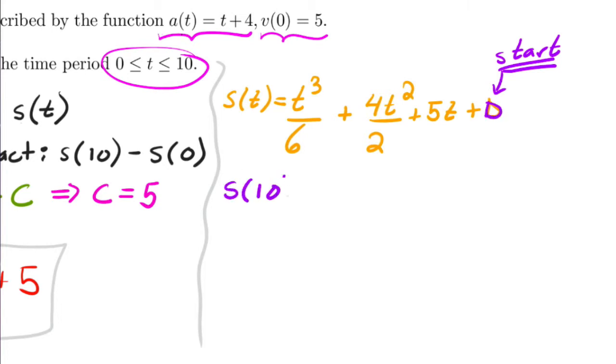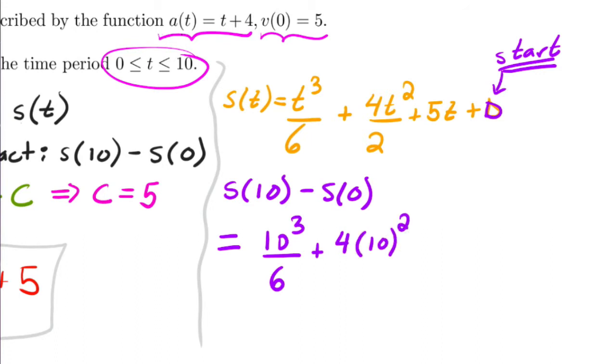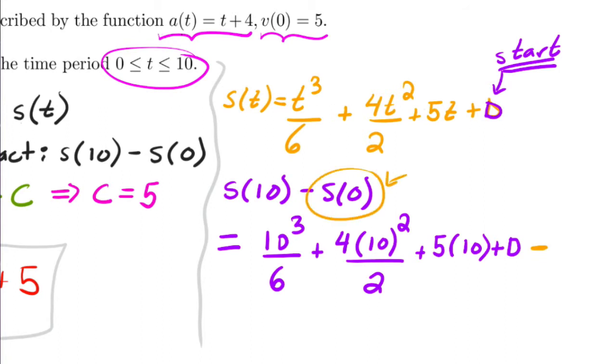So let's do s of 10 minus s of 0. This is equal to 10 cubed over 6 plus 4 times 10 squared over 2 plus 5 times 10 plus d, and then minus s of 0. If you plug in 0 into these, all of them are going to equal 0. The only thing left over is going to be d, so minus d. So there it is, see? The d's cancel. So you don't have to worry about those.